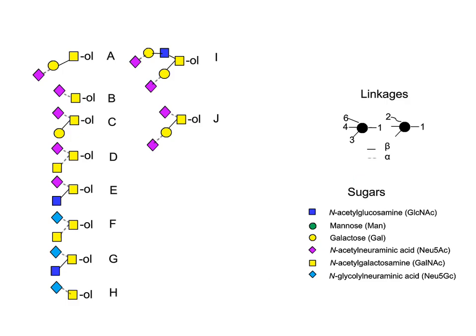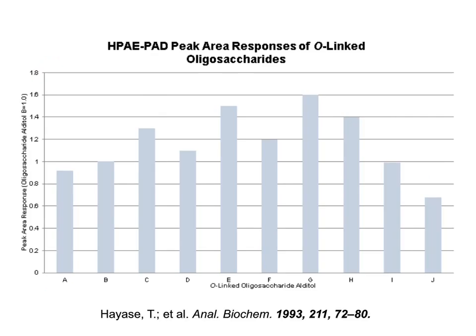Now, we could also look at O-linked oligosaccharides. There's another publication that did that. These are some of the structures that were looked at in that publication. And in this case, they based the response as 1 based on structure B.